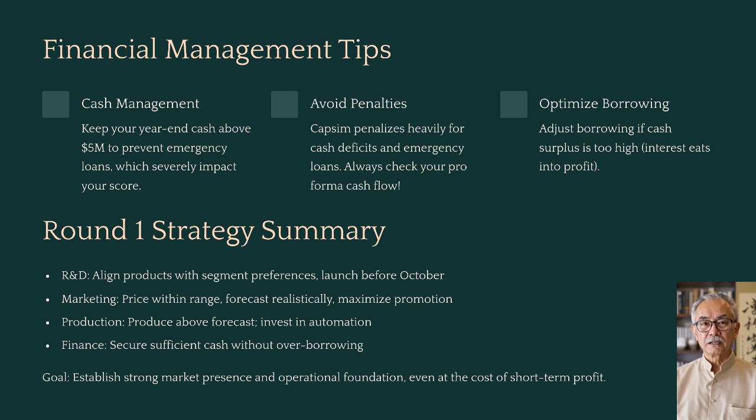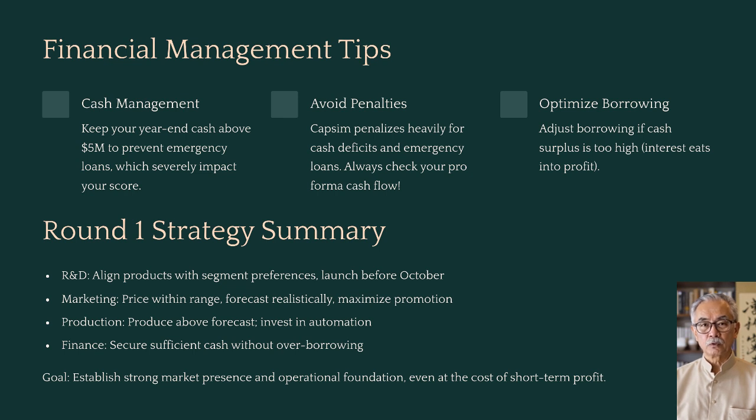Section 7. Summary of round 1 strategy. R&D: align each product with segment preferences and launch before October. Marketing: price within range, forecast realistically, and spend maximum on promo and sales. Production: produce slightly above forecast, invest in automation for cost efficiency. Finance: secure sufficient cash without overborrowing. Maintain balance between equity and debt. HR: no changes this round, but plan for training and recruitment from round 2.